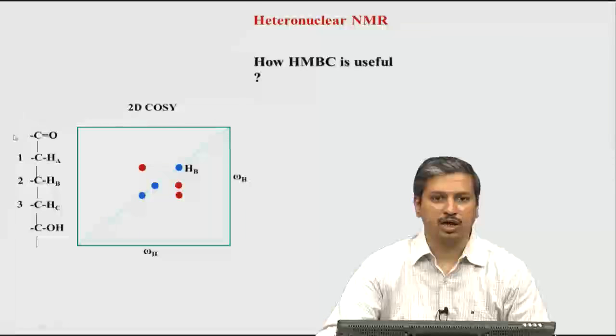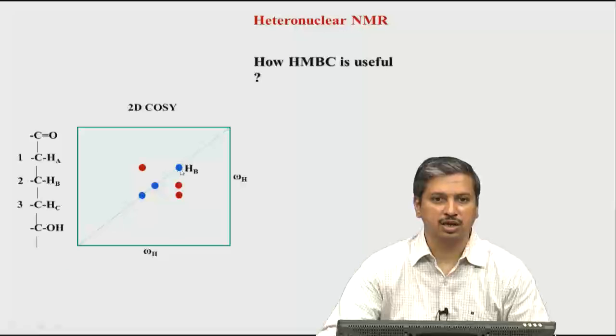So, let us say that I have a molecule which has a structure like this, and I record a 2D COSY spectrum. If you recollect, a 2D COSY spectrum has protons in both the dimensions. So, that is what is shown here. Now, if you look at the diagonal, again if you recollect, this diagonal is always similar to a 1D proton spectrum.